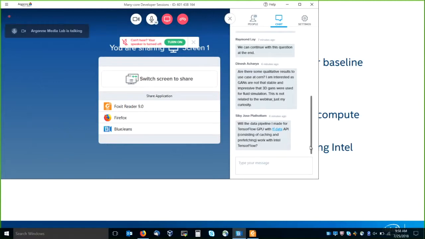And the last question in the chat is, will the data pipeline I made for TensorFlow GPU with tf.data API, consisting of caching and prefetching, work with Intel TensorFlow? Yeah, so there are a few ways to use the dataset APIs. One is the dataset APIs, the other is the record input. I think we have used both in our cases, and of course, as the question indicates, data needs to be prefetched, and we have had no issues. We were able to work very efficiently with dataset APIs or the record input APIs.